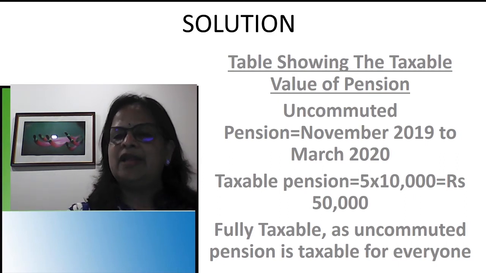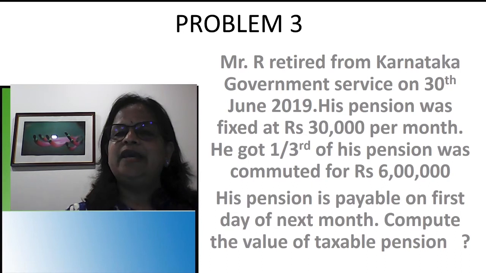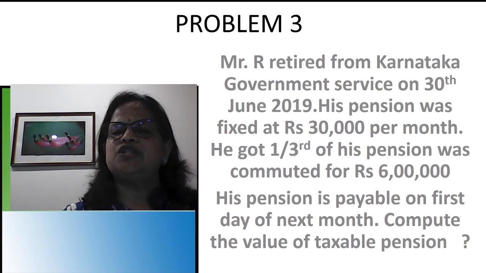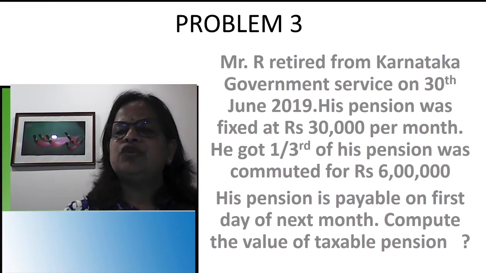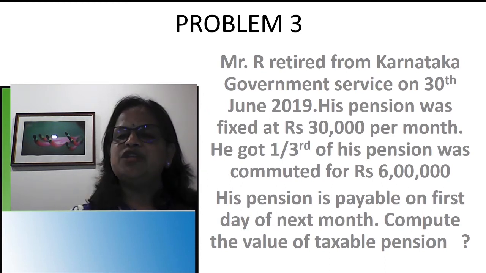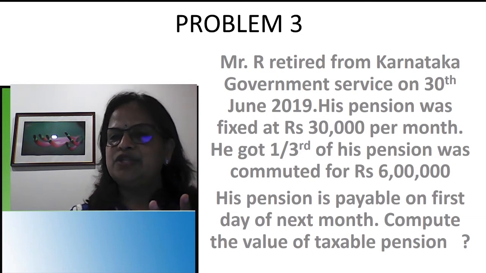Now I am bringing another adjustment. Mr. K retired from Karnataka government service on 30th June 2019. His pension was fixed at rupees 30,000 per month. 1/3 of his pension was commuted for rupees 6 lakhs. His pension is payable on the first day of the next month. Compute the value of taxable pension. Now here commuted pension is there, and uncommuted pension is there.